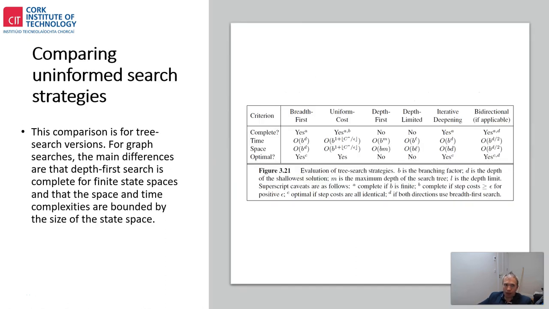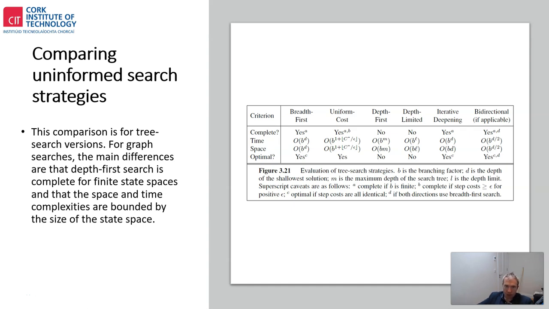I'm going over the 2 hours mark now, so I have to finish up. This is just a comparison for the tree search versions of these algorithms. For graph searches, the main differences are that depth first search is complete for finite state spaces, and space and time complexities are bounded by the size of the state space.